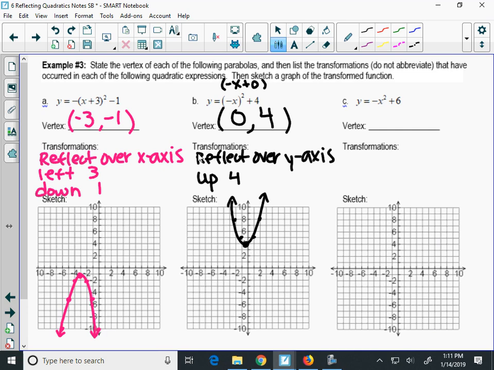All right, negative x squared plus 6. Where is the vertex of this graph? 0, 6. Okay, so we know our vertex is here at 0, 6. So we just have to decide what is happening to our graph so that I can make the picture. The negative is in front. It's not inside parentheses. So what does that do to the graph? Reflect over the x-axis.